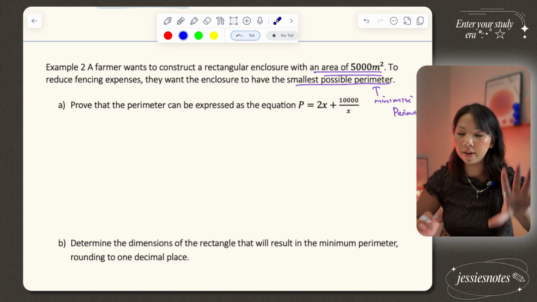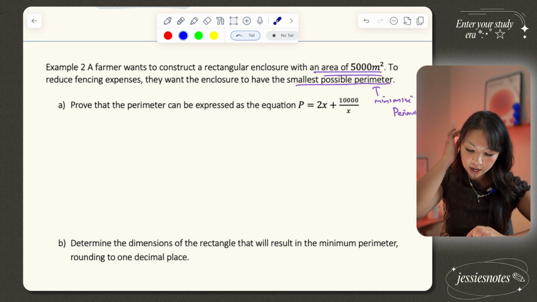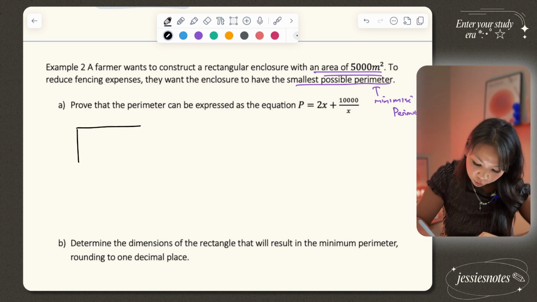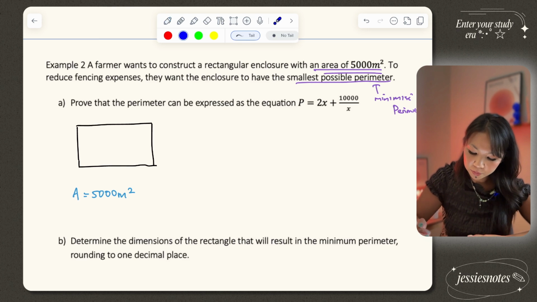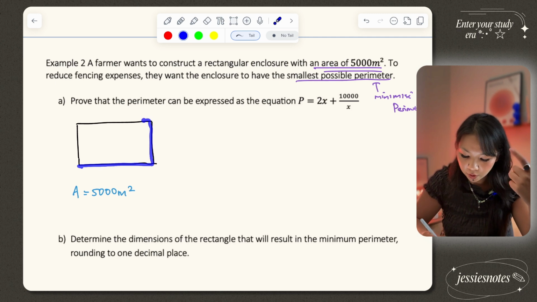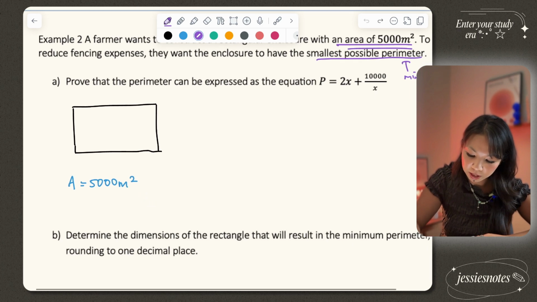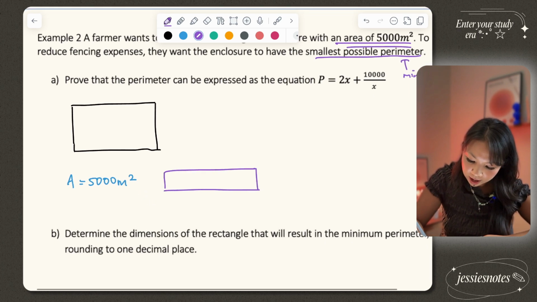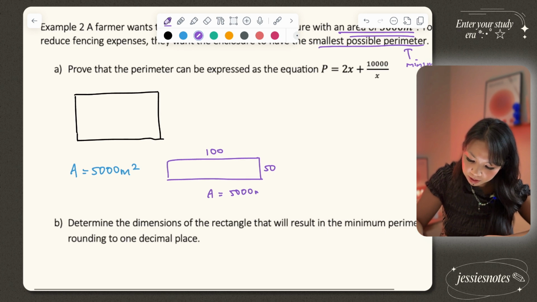So since we're talking about area and perimeter, I'm going to put my little geometry hat on, my little measurement hat on, and I'm going to first of all draw out a little rectangular enclosure. We know that the area is fixed at 5,000 meters squared. Now, just to help you understand the purpose of optimization, we know that this area is fixed at this amount. There are all sorts of scenarios that can give me an area of 5,000. Let me give you some cases. So let's say this length is 50 and this here is 100. This is one scenario where the area is going to be 5,000 meters squared.